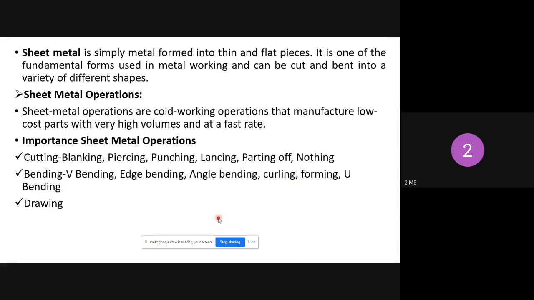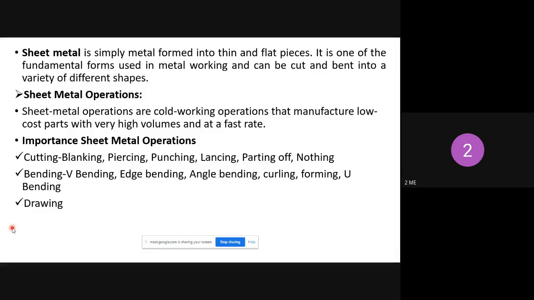Next one is the drawing operation. Drawing is when we produce a cup shape with the help of a punch as well as a die. So we can convert sheet metal into a cup shape or container with the help of a punch and die. That is called the drawing operation. You already studied drawing in the previous module, which was drawing of bar, but this is drawing of sheet metal.